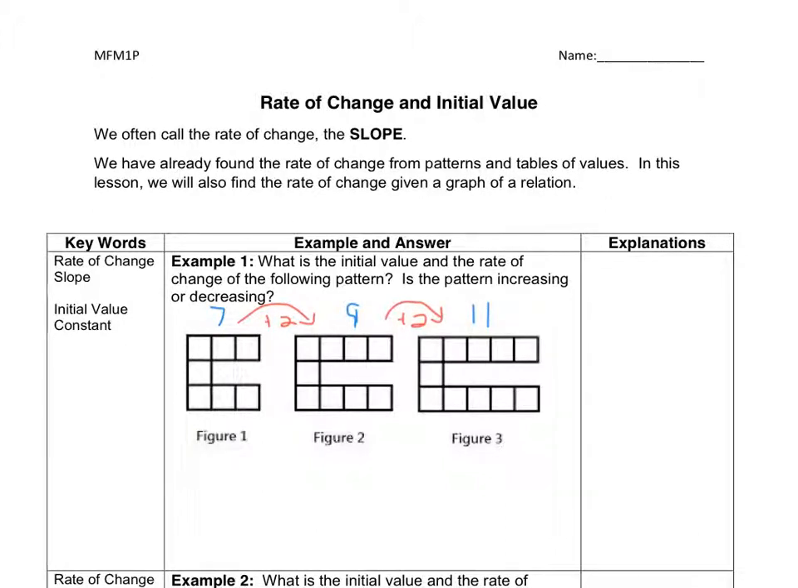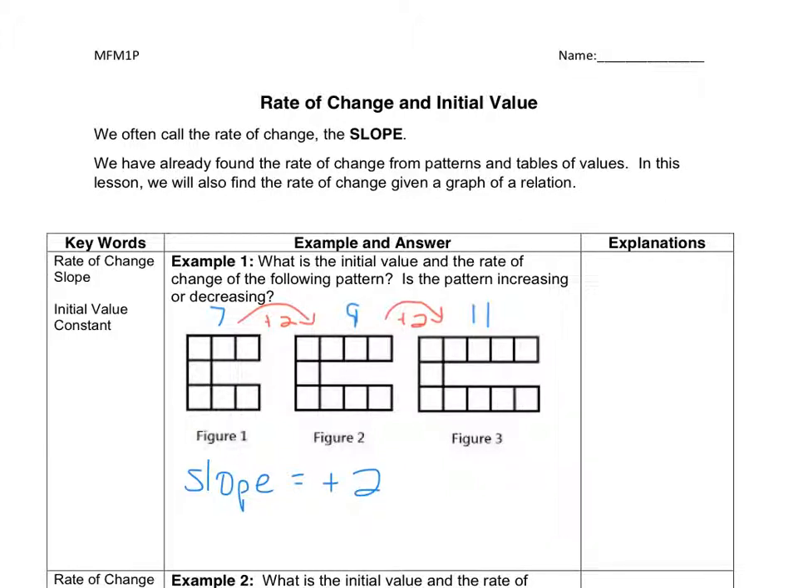So the rate of change, also known as slope, is found by seeing how many blocks your pattern is increasing or decreasing by. So the key words being used here are rate of change and slope so far, and those mean the same thing. So what I'm going to do is say that my slope, or my rate of change, is positive 2.